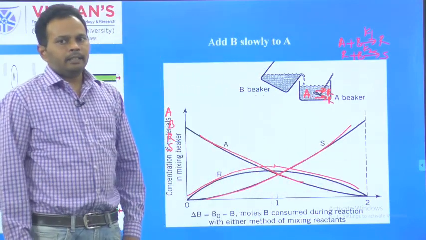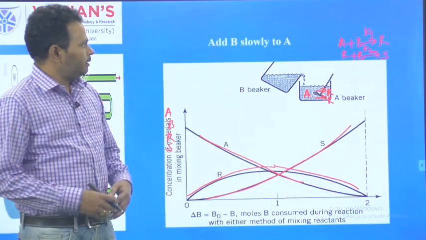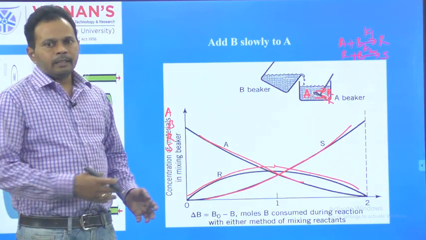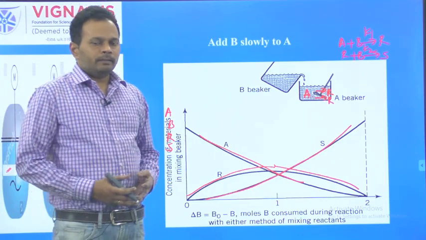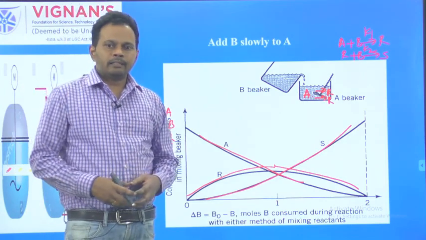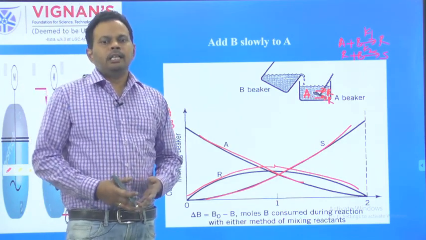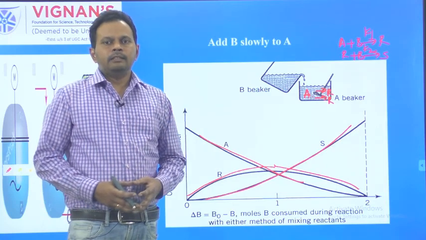So when you treat the beaker in this way, adding B slowly to the A, we can obtain this type of product distribution. So with the help of these reacting flow patterns, we can maximize the desired product formation and we can minimize the formation of the undesired product.